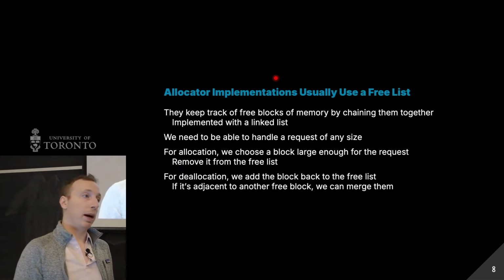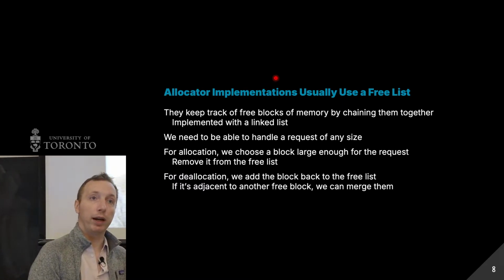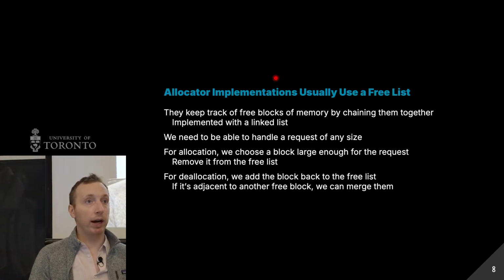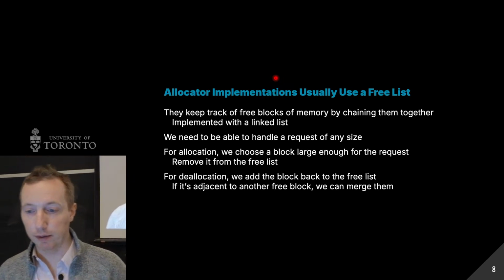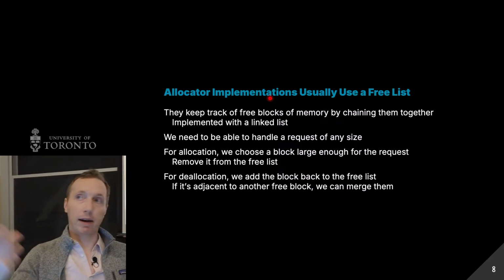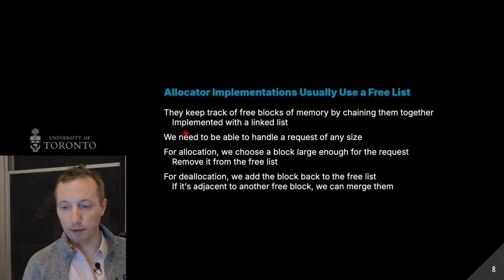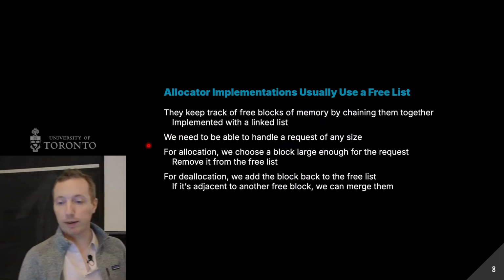Most malloc implementations, at least the simple ones, usually use a free list. Unlike a free list of pages, they would have to keep track of how big each free block of memory is. So it keeps track of free blocks of memory by chaining them together, and also would include the size, implemented with a linked list. Everyone loves linked lists. We need to handle a request of any size.